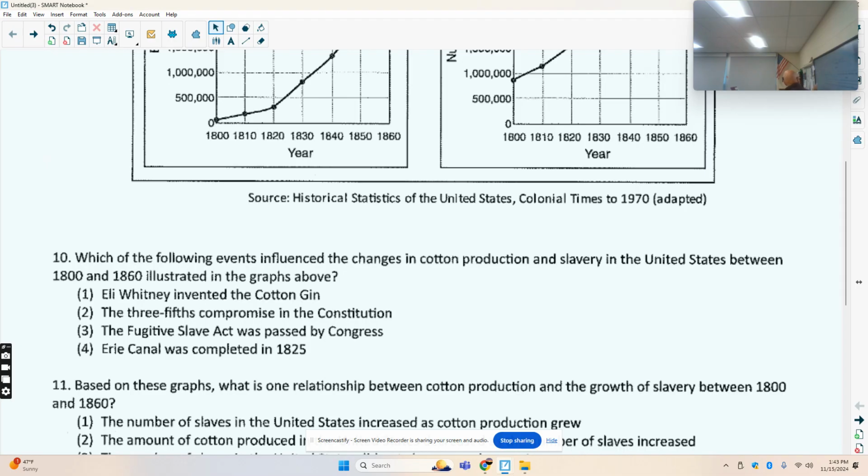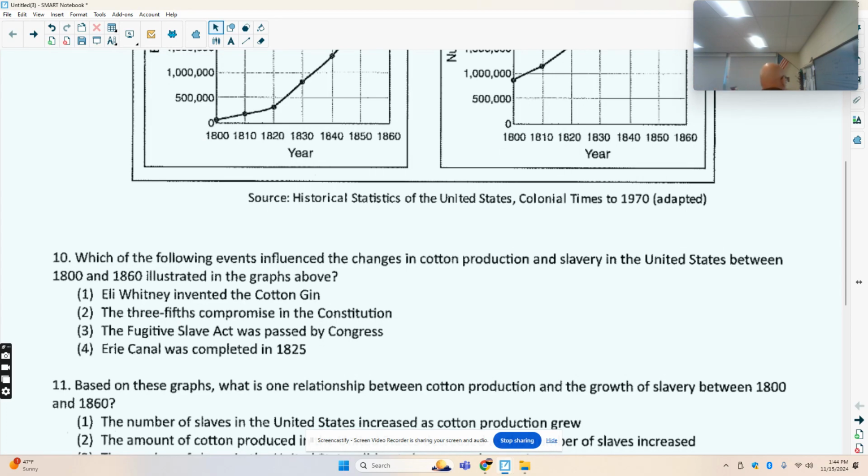That is the correct answer because the 3/5 compromise was, when was the 3/5 compromise, by the way? Was that between 1800 and 1860? The 3/5 compromise was at the Constitutional Convention in 1787. The Fugitive Slave Act was passed by Congress in 1850, and the Erie Canal. So there's a couple of answer choices clearly you could scratch from your choices. So good. The clear choice is based on the graph and on your knowledge of social studies. You knew Eli Whitney, Alyssa. You knew Eli Whitney, correct? Okay, that kind of solves the riddle for you.